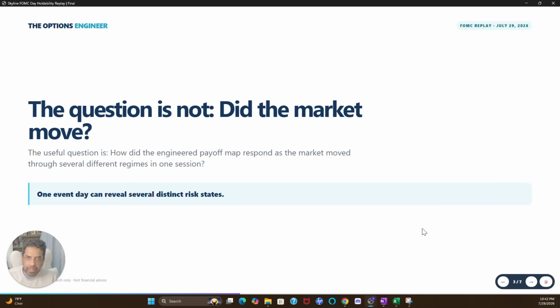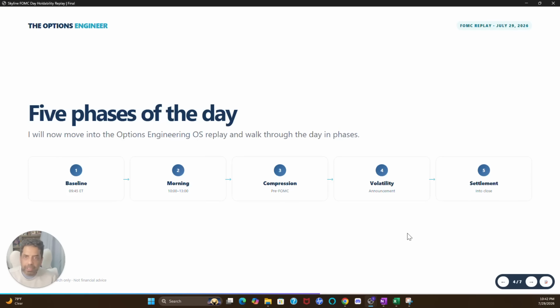FOMC days can contain multiple market regimes in only a few hours. We may see a quiet morning, compression before the announcement, a sharp initial reaction, reversal, and late day settlement. This makes the day useful for studying the behavior of the complete structure. I will organize the replay into 5 phases. I will now move into the options engineering OS replay and walk through the day. This keeps the analysis focused on the full life cycle rather than only the most dramatic move.